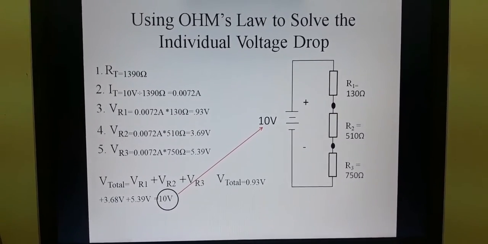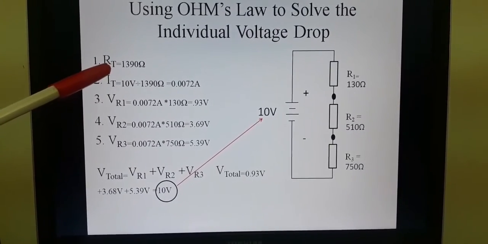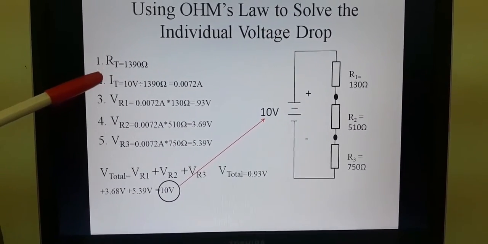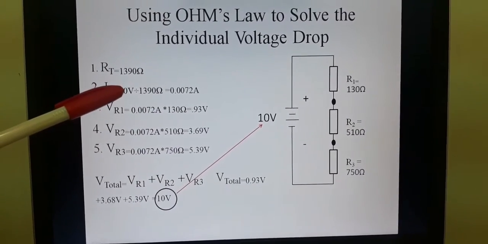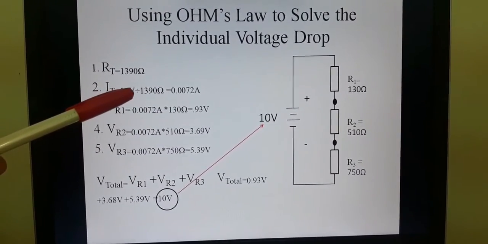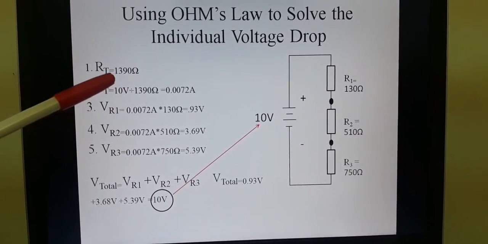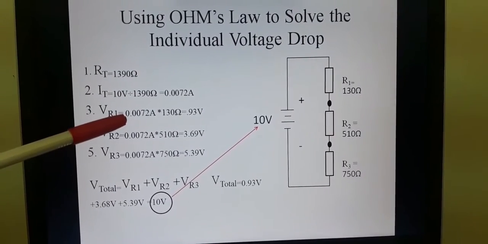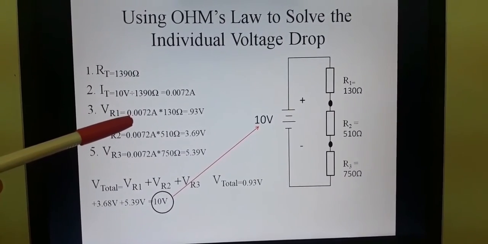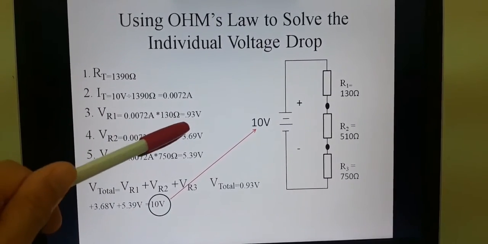Now, so the total resistance is equal to 1,390 ohms and IT is equal to 10 volts divided by 1,390 ohms is equal to 0.0072 ampere. So voltage drop across R1 is equal to 0.0072 ampere times 130 ohms is equal to 0.93 volts.